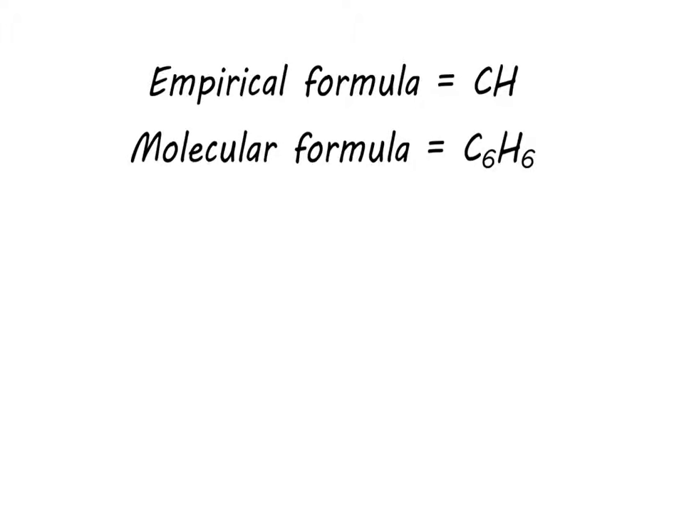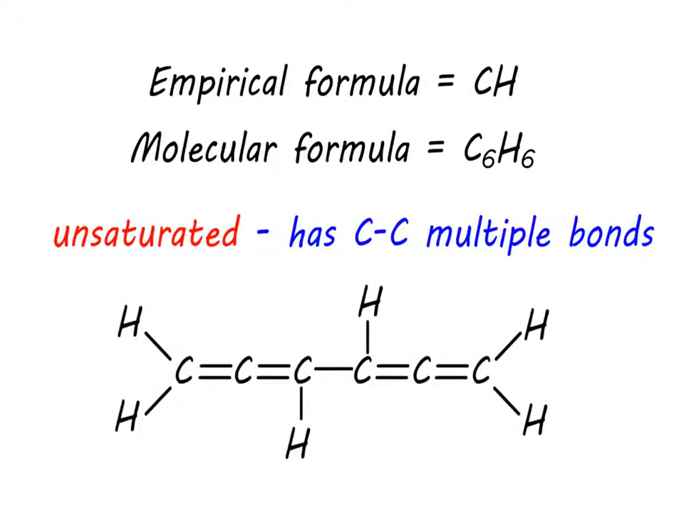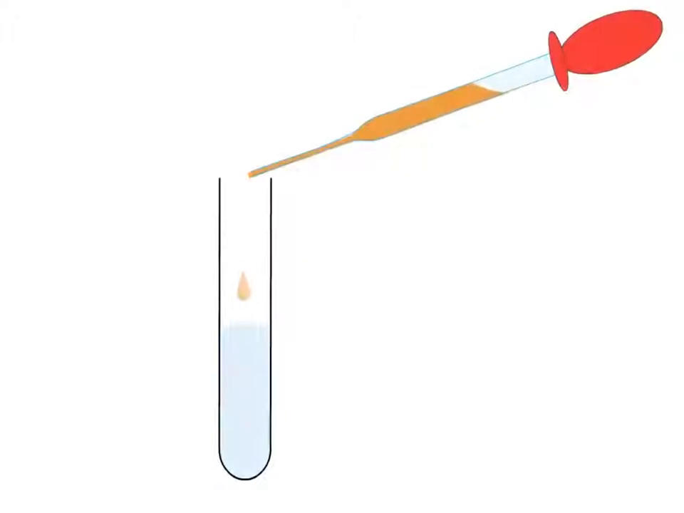It was suspected that, owing to the high carbon-to-hydrogen ratio, benzene was an unsaturated compound. That is, it contained carbon-to-carbon multiple bonds and was a linear structure. However, benzene does not undergo the electrophilic addition reactions typical of other alkenes. It does not discolour bromine water, for example, which is a test for unsaturation.